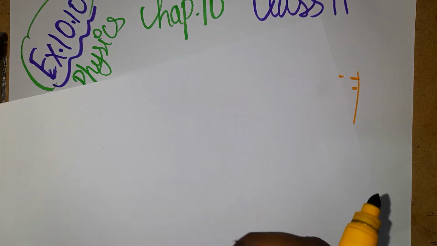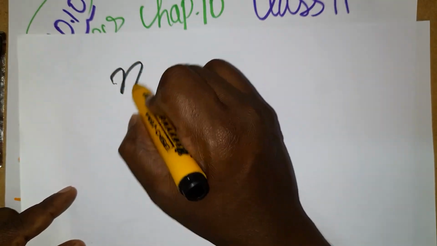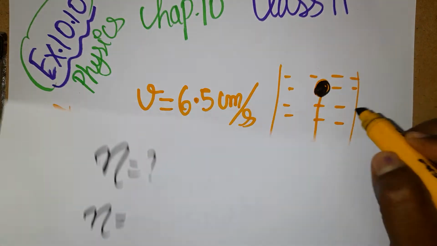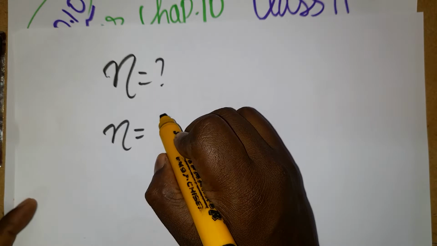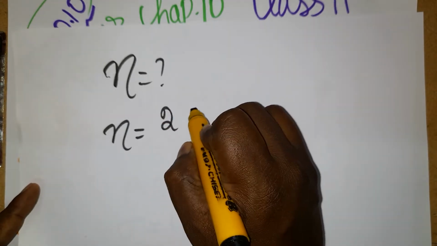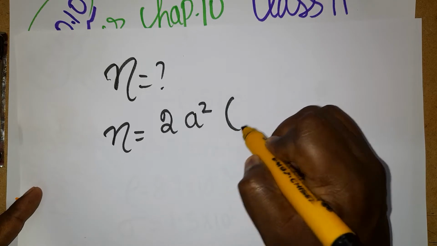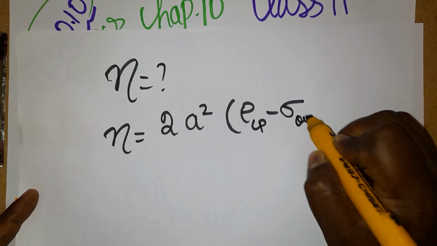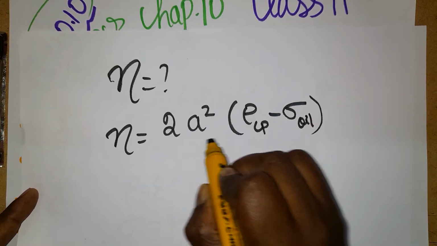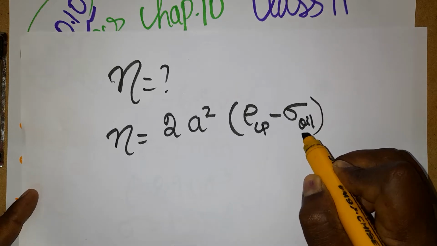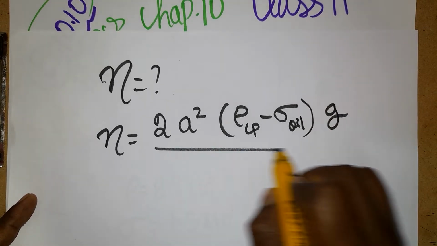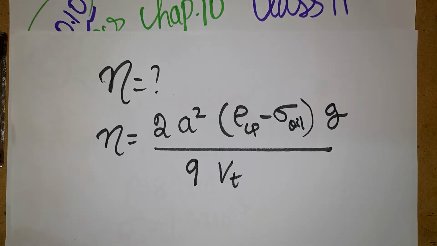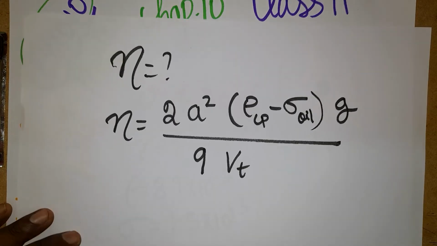Then they asked for the coefficient of viscosity. The coefficient of viscosity formula, when the ball is dropped inside the liquid, is 2 times A square, where A is the radius of the ball, rho is the copper ball density, minus sigma, the oil density, into gravity, divided by 9 times the terminal velocity. Everything is given, all the data is given.